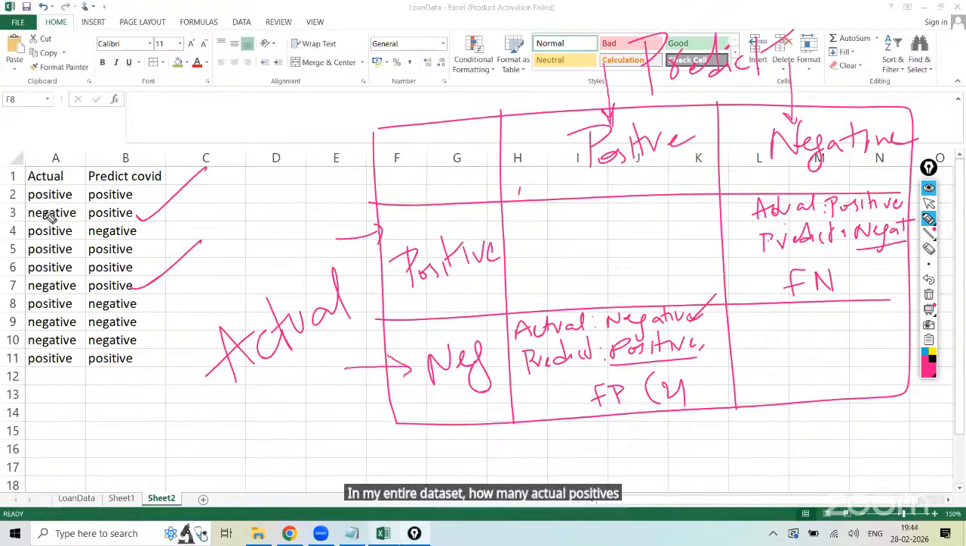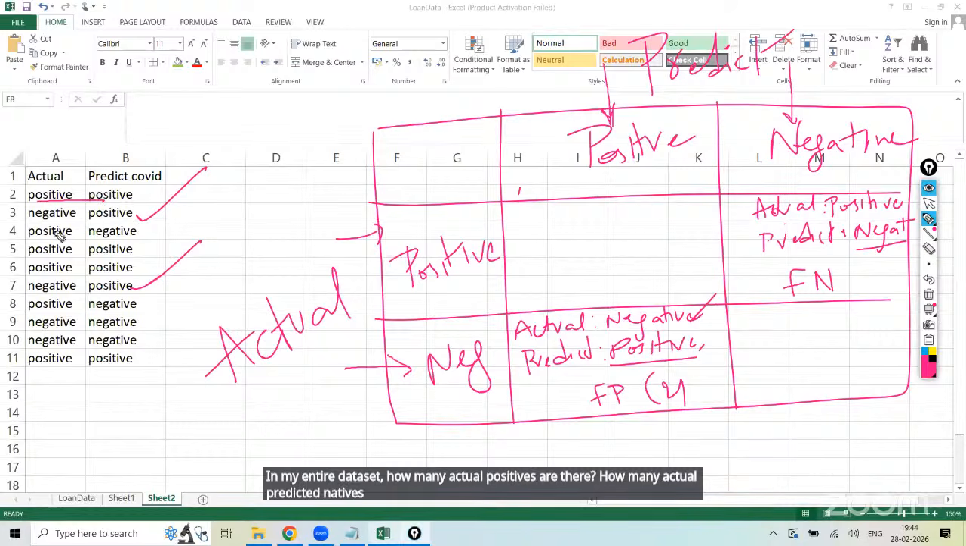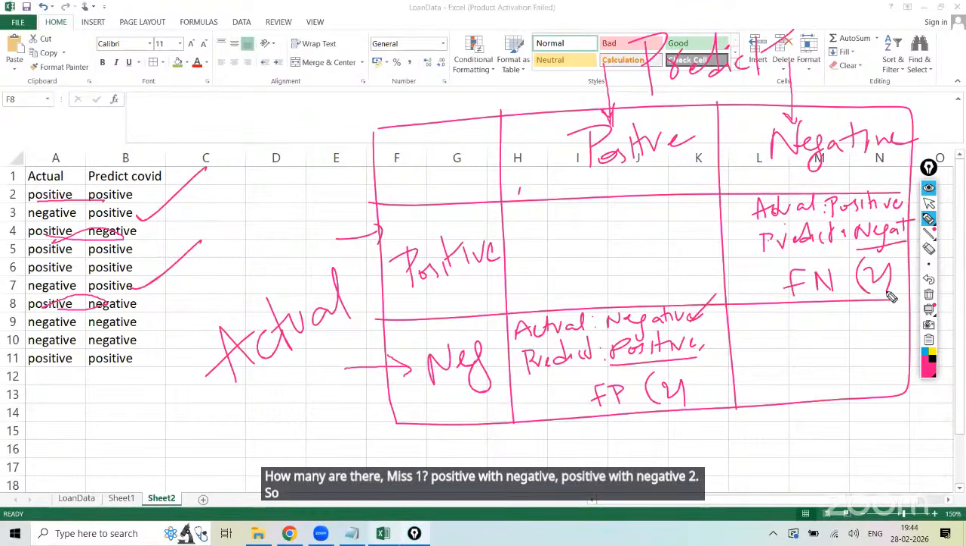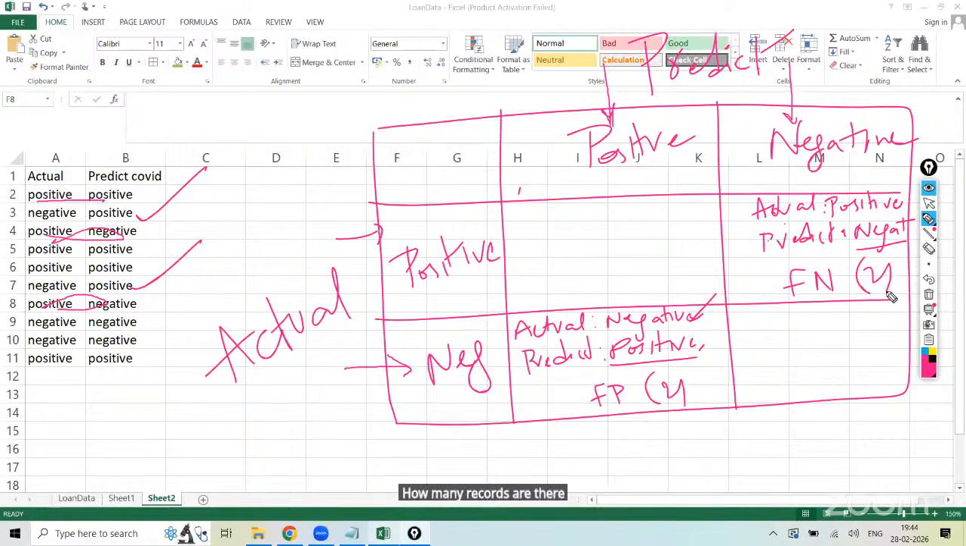In my entire data set, how many actual positives with predicted negatives are there? Positive with negative, 1. Positive with negative, 2. So 2 records are there. I'm going to write the number 2 here. That many numbers, just the number of records.